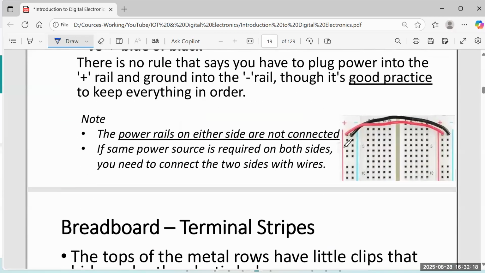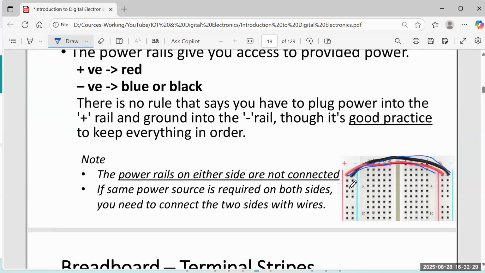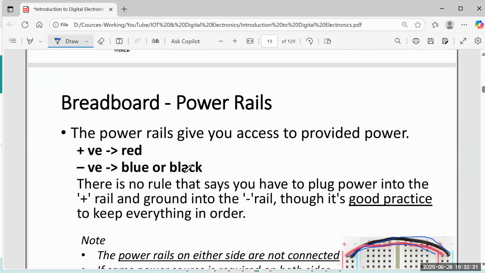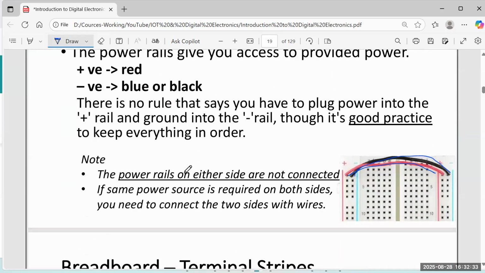So if you give current to this side and you want this side to have it also, then you need to connect these to these. Then both lines have electricity. We call them power rails. Usually when we connect the positive sides, we use red color wires. For the negative side, we use blue or black color. That is just a convention. A wire is a wire, but as a convention we use it so that we can better understand our circuit.